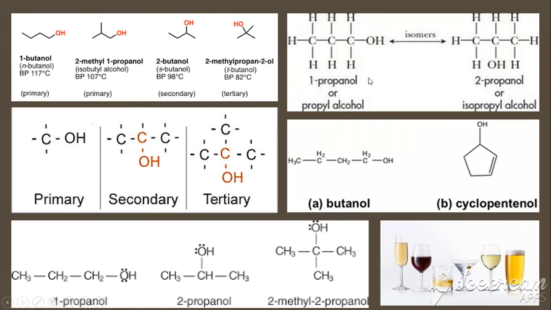These ones are kind of interesting. These are actually isomers, just because the OH is in a different location, even though the rest of the molecule is pretty much the same. So with the OH being over here in a primary position, this is propyl alcohol or 1-propanol, and then with it being over here in a secondary position, this is 2-propanol or isopropyl alcohol.